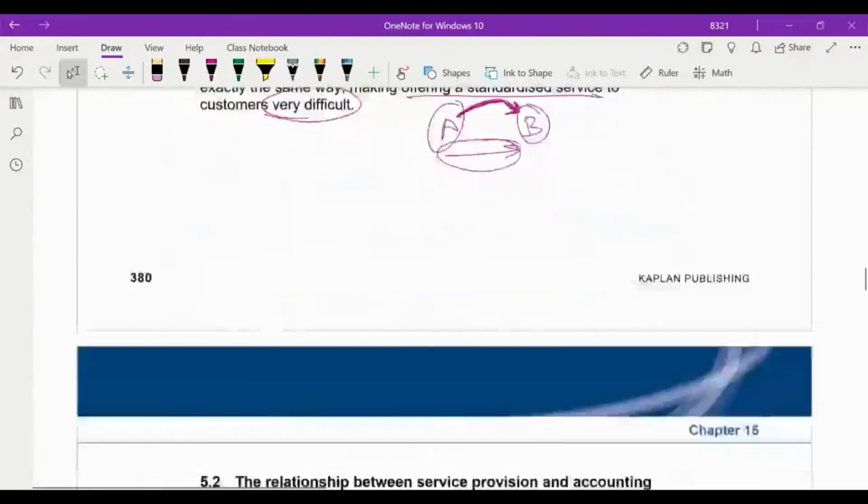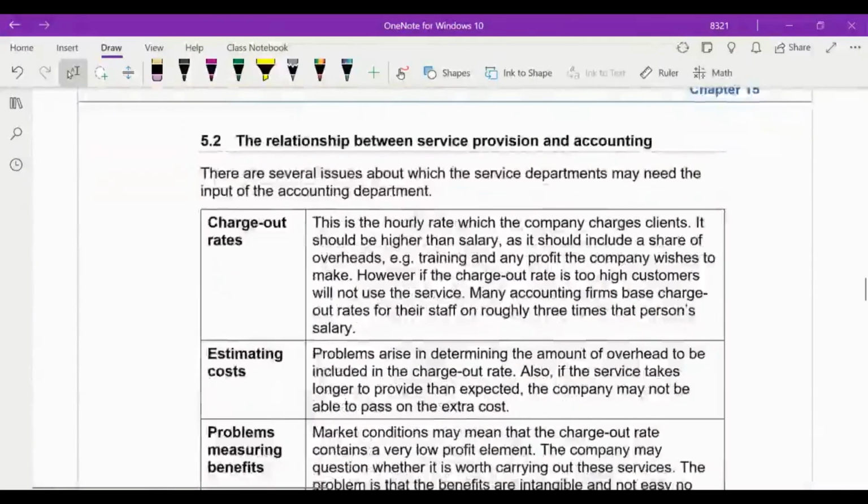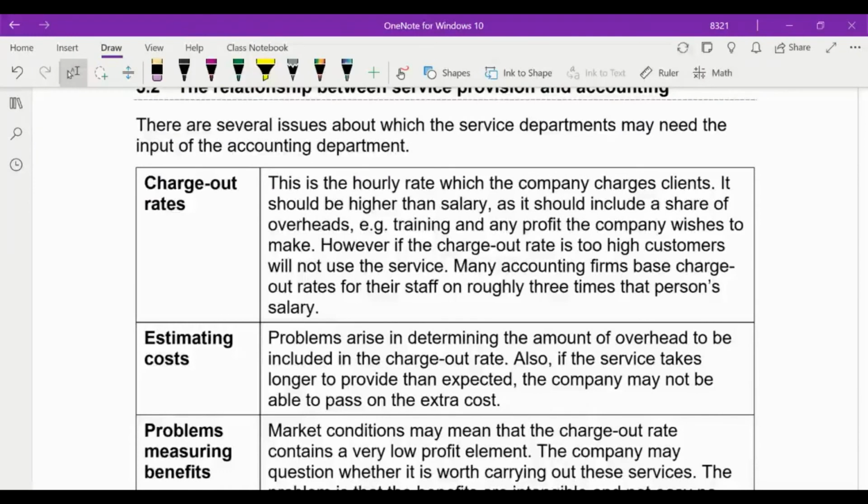characteristics, four features. Now, how is the service provision entangled with accounting? So there are several issues about which service departments may need the input of the accounting department. Now, what should we charge? That is a basic question which should arise. Because as we said, services are different for different people. No two people are getting the same services. So how should the services be charged?